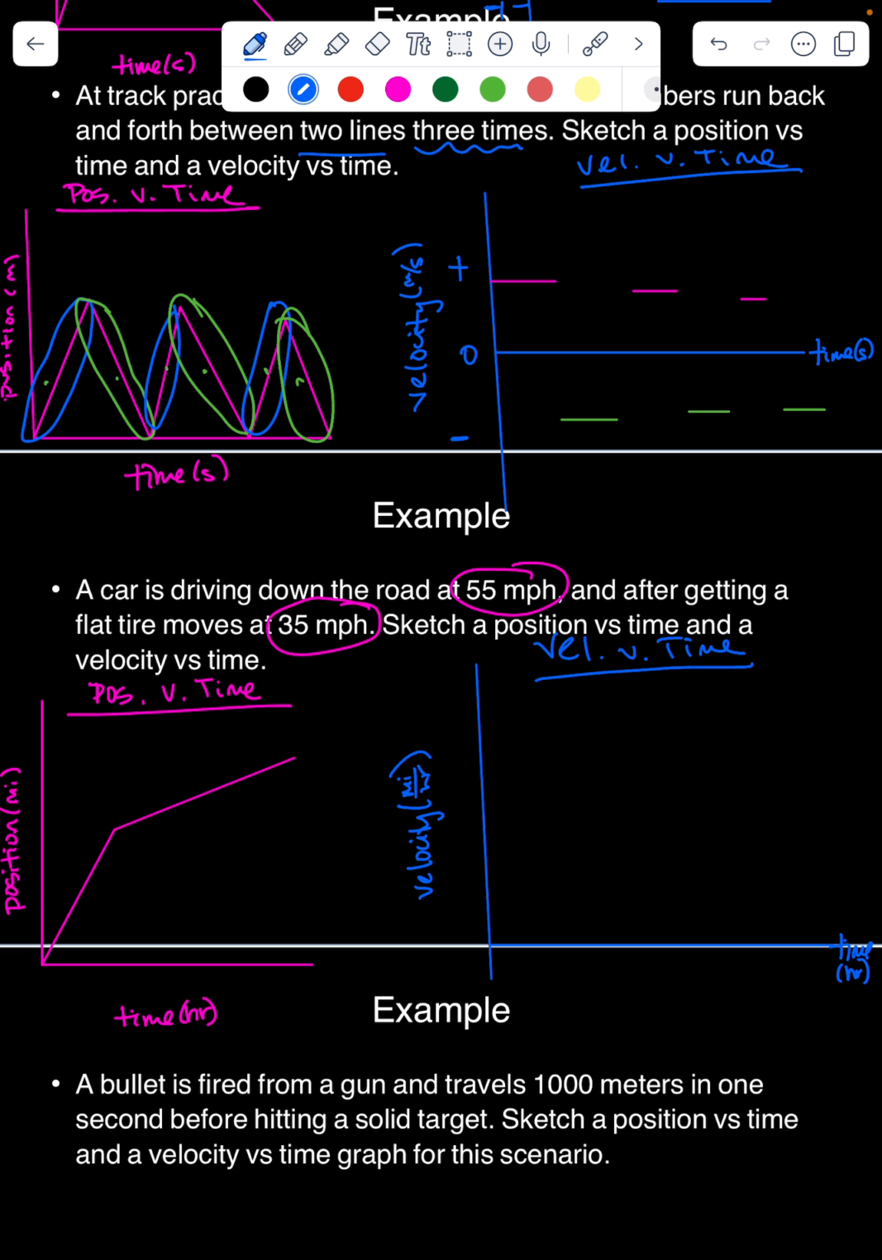Okay, now what is this going to look like on a velocity versus time graph? All right, so we have two constant velocities. So we know that that's going to be two straight horizontal lines.